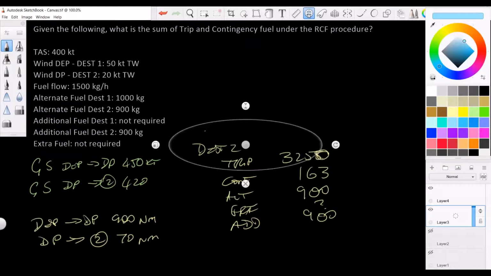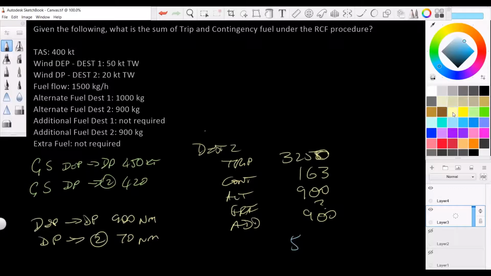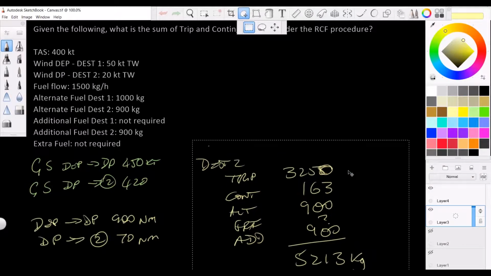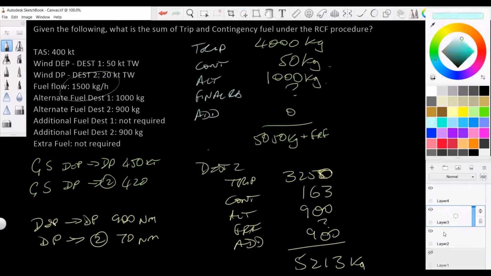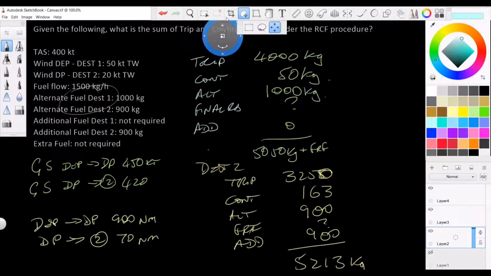Oh, sorry, wrong color. So the sum of that is 5,213 kilograms. If I just make myself space again and bring back destination 1, this was the calculation for destination 1. Yes, that's calculation 1 in the regulation. There are 2 paragraphs in the regulations for different calculations.